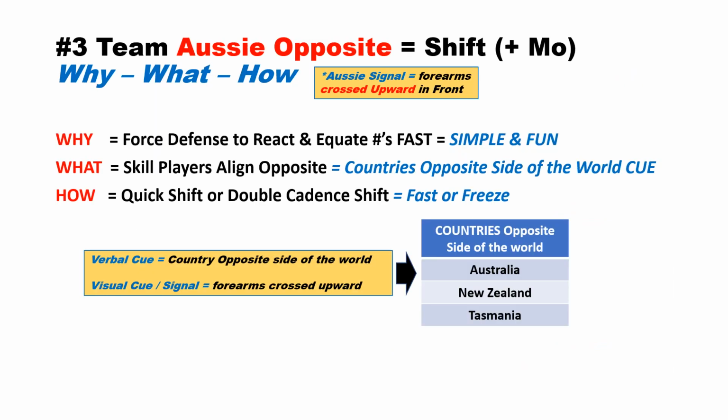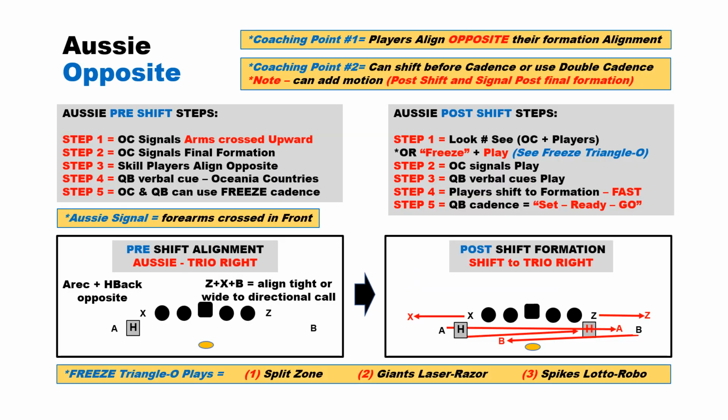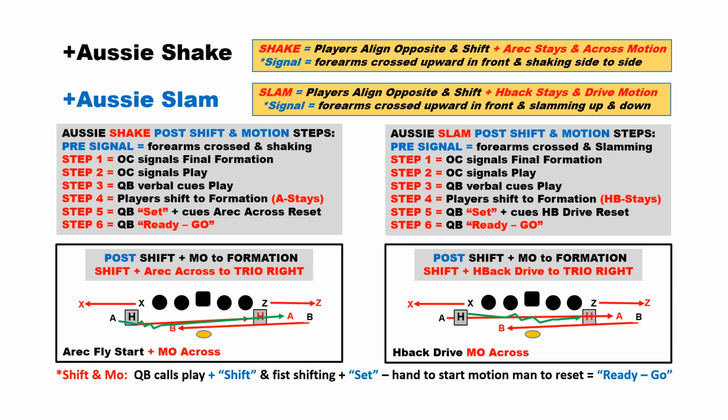Next in the progression then, you can use team shifts in motion where you trade the formation strength from one side to the other. We use what's called an Aussie opposite here. With Aussie opposite, we just simply have rules. So you can see we're going from a heavy 3x2 empty set on the left to a 3x1 to the right. Again, you can add the shake and a slam, having the A receiver and the H-back do motion after the shift.